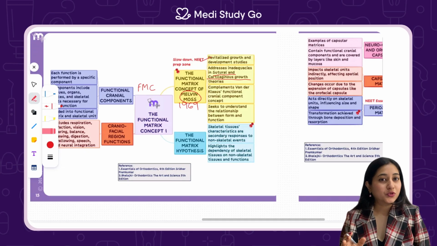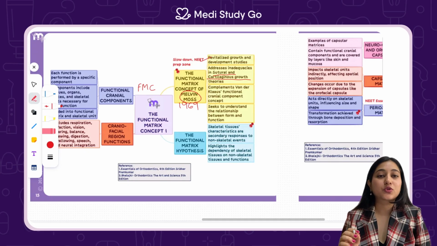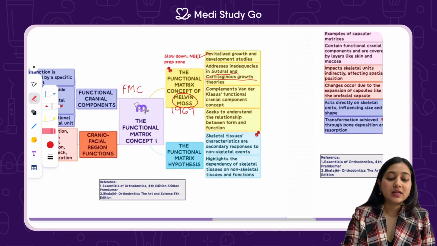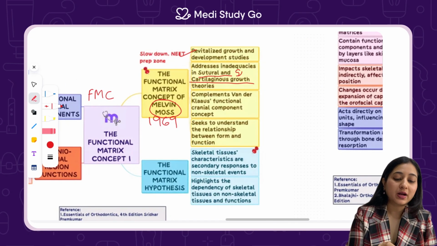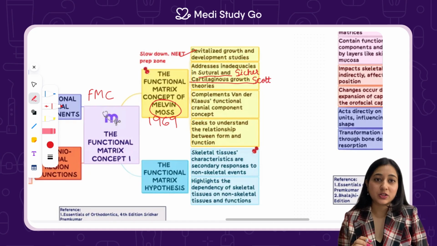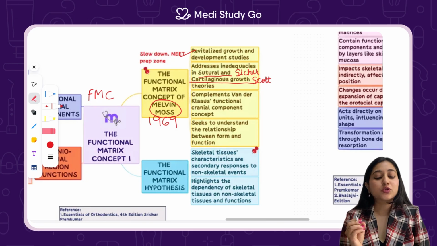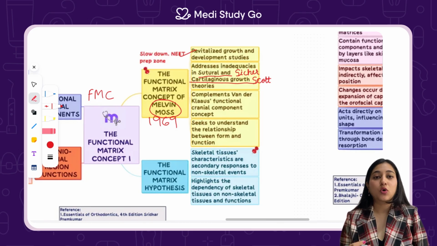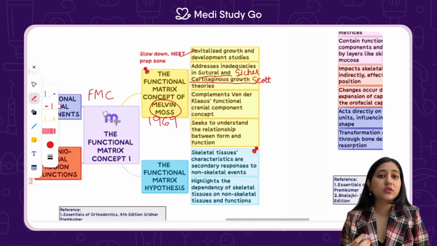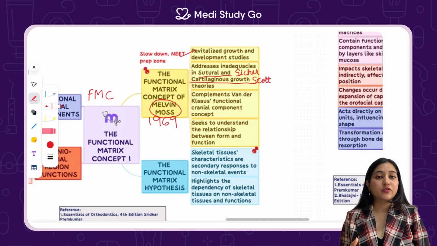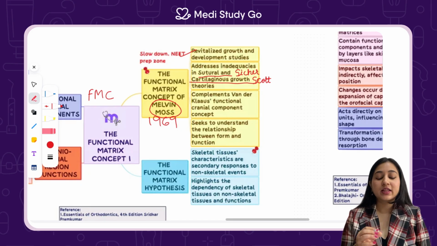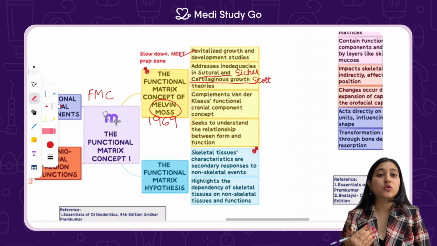From the last lecture, if you remember, we had gone through the sutural and the cartilaginous growth theories. The sutural theory was proposed by Sicher and the cartilaginous theory was proposed by Scott. There were some inadequacies or disadvantages to each of these theories, which is why they were not widely accepted. For the sutural theory, the disadvantage was that sutures do not have enough inherent growth potential in them, and therefore they cannot serve as one of the growth mediums for the entire craniofacial region.